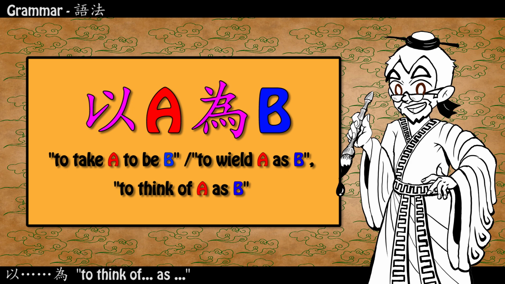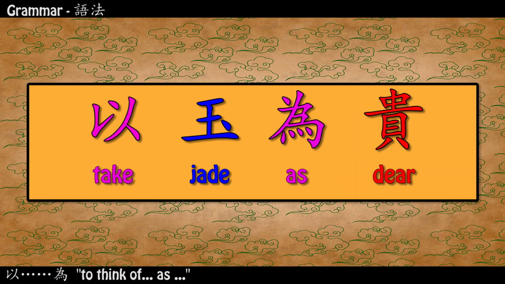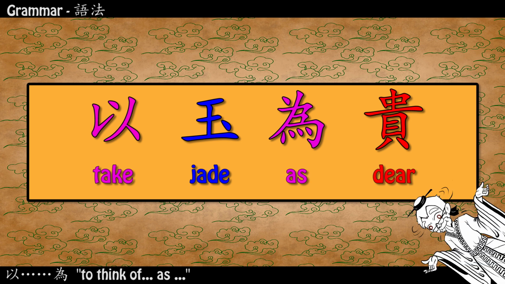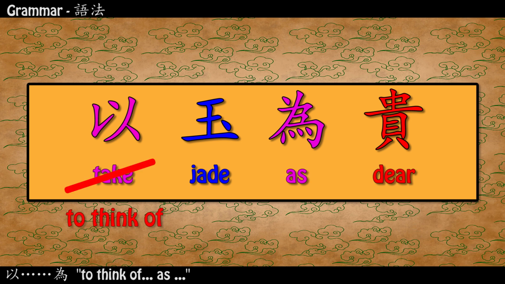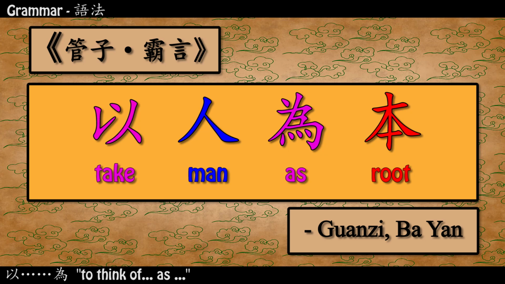Word for word, we would read this as to take A to be B, or to wield A as B, but more often it is used to say to think of A as B, to wit, 以喻为贵. Word for word, take jade as deer, which doesn't make a whole lot of sense, so instead we would read this as to think of jade as being deer, or to think highly of jade. Another bispell from the Guanzi.